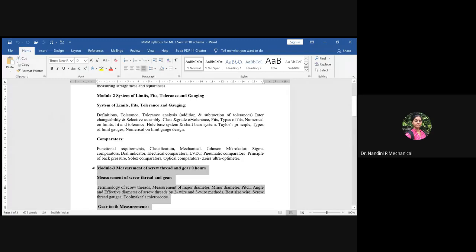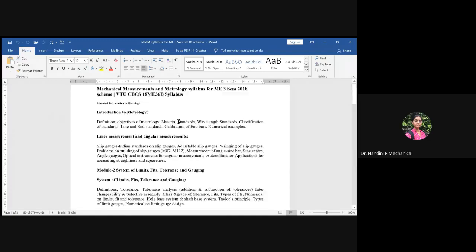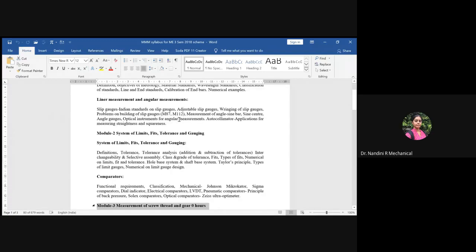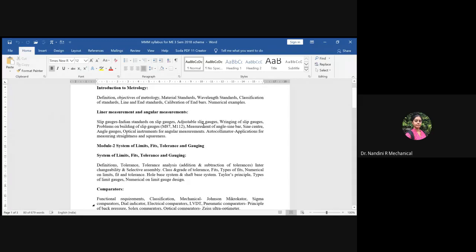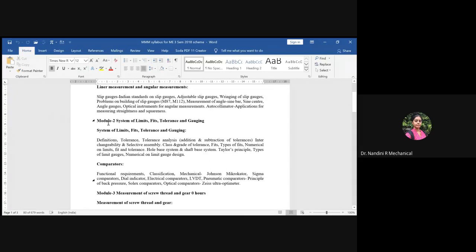So next in the class, we need to brush up on module 2 and module 1. That is done already as a revision part when we had the first internals. Since I have time, I can just brief the syllabus part, what we have covered in module 2. So module 2, we had system of limits, fits, tolerance, and gauging.